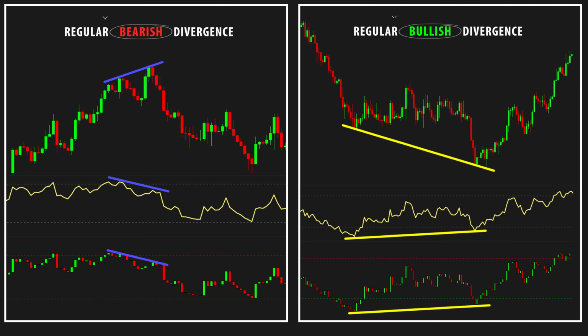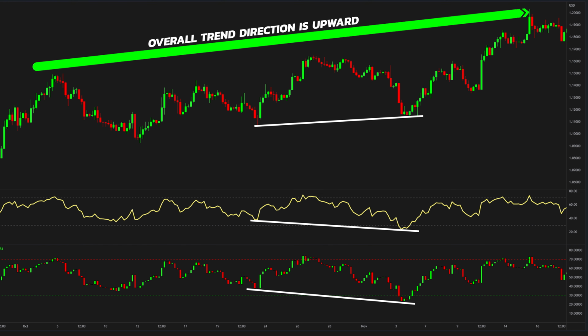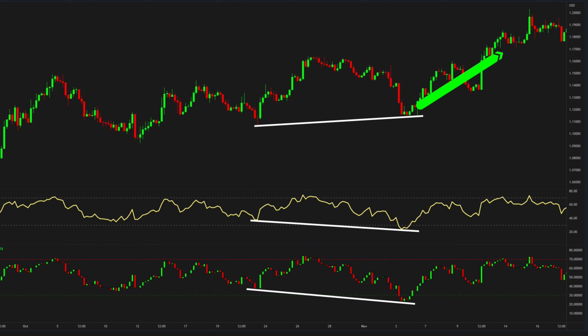We connected peak points when drawing regular divergences, highest points in an uptrend and lowest points in a downtrend. But we connect retracement points when drawing hidden divergences. When the momentum oscillator is showing a hidden bullish divergence, the overall trend direction is upward. This divergence perfectly lined up with the uptrend's retracement points. This indicates that the uptrend is still strong and the temporary pullback is ending soon. Price has returned to its current upward trend.